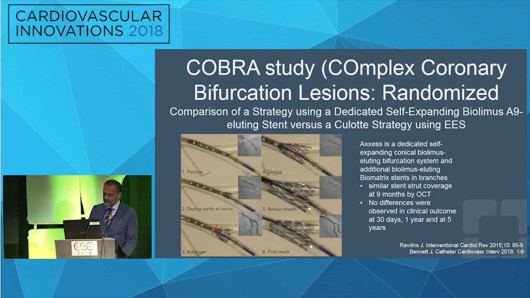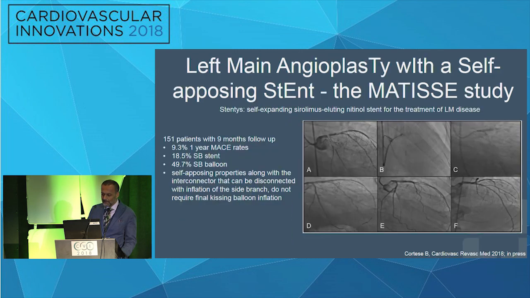What about tech? This is some interesting stuff that is in the pipeline. This is a stent that's a self-expanding wedge that's deployed in the carina, and then it's extended using dedicated balloon-expandable stents. All of it is drug-eluting with biolimus, and there's actually 5-year follow-up data on these patients showing very comparable outcomes to patients treated with culotte stents. So that, I thought, was very interesting.